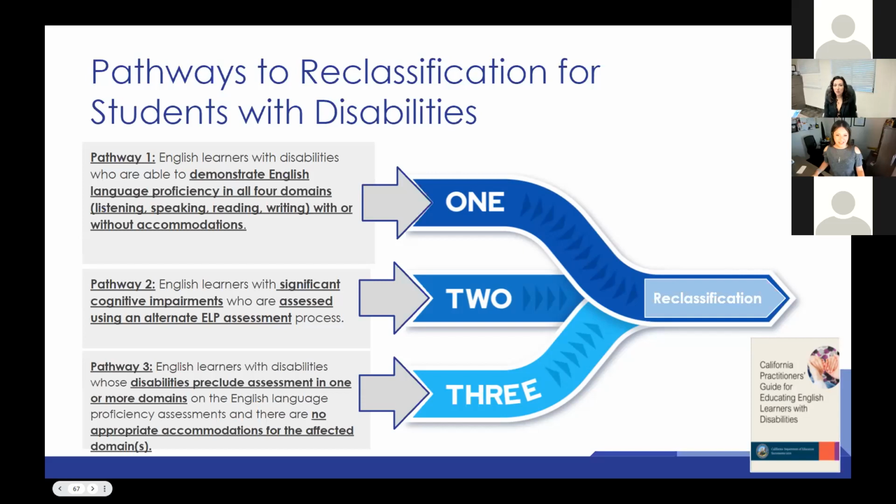So students with disabilities, as some may be reclassified given these three pathways, and some may need more supportive structures and supports to achieve English language proficiency prior to reclassification.